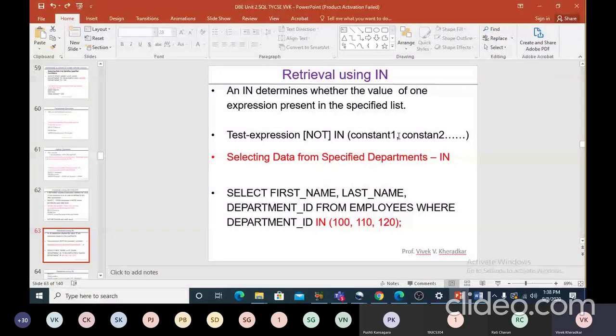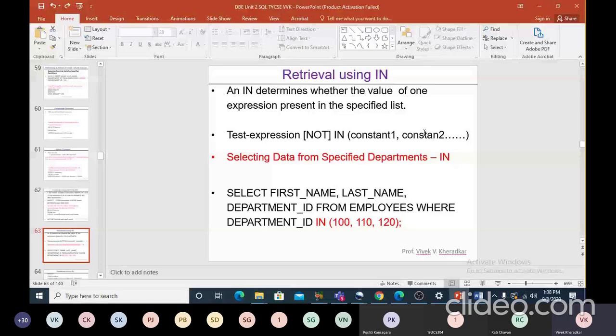So if the value is present in your list, that value should be produced in the output. Okay, so in determine, check the value in the list. Also you can use not in if you want a student other than the T1 batch, then you can use not in.